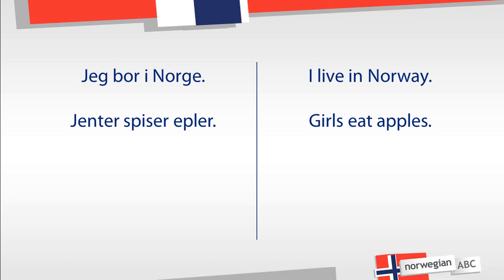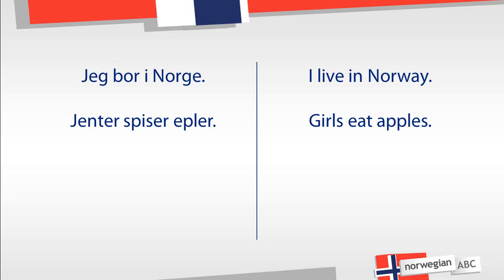Jenter spiser epler. Girls eat apples. Where's the predicate in a sentence? Det riktig. Correct. The predicate comes second in a sentence. Verbal nummer 2.